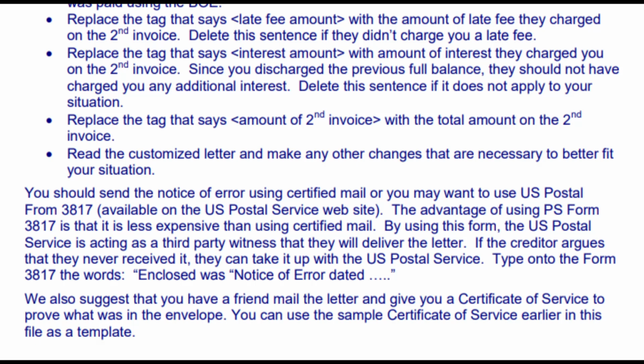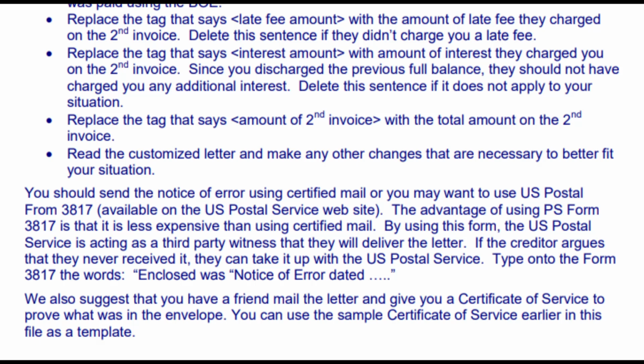So type onto the Form 3817 the words "enclosed was notice of error" and when it was dated. We also suggest that you have a friend mail the letter and give you a certificate of service to prove that it was an envelope, and you can use the sample certificate of service earlier in this file as a template. Because you do want to have a witness. You don't necessarily need one, because these people really don't have anything anyway. If they ended up in court, it just is what it is. Aside from the fact that they can pretend to never have received it, you can give it to them right there in court and see what they want to say about that, right?